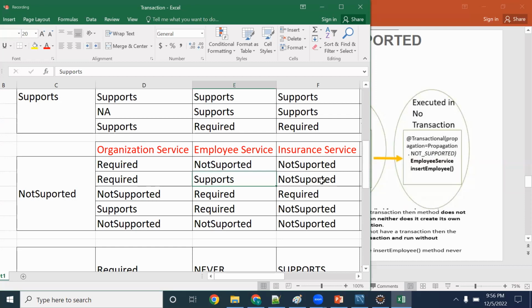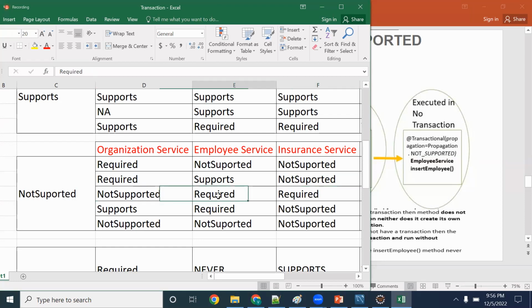Required, supports, not supported. What happens here in this combination? Anyone can guess? Yeah, one transaction. Employee will participate in the transaction, but insurance won't. Correct. Both org and employee will participate, because these two are in one transaction block. This is not supported, so insurance is out of scope. Whatever fails in org or employee, both will be rolled back or both will be committed. Insurance will not be impacted, right?